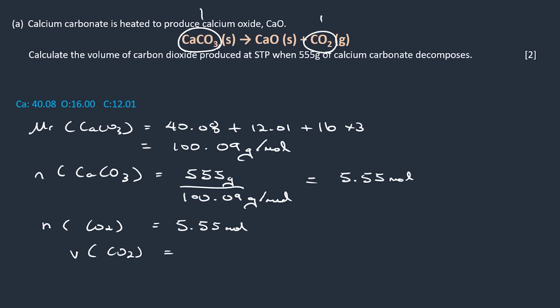We're already told that the condition is at STP, so all we do is multiply the number of moles found by the molar volume, which is 22.7 decimeters cubed per mole. And that gives us the volume of 126 decimeters cubed. So that's how much CO2 we can make from 555 grams of calcium carbonate.